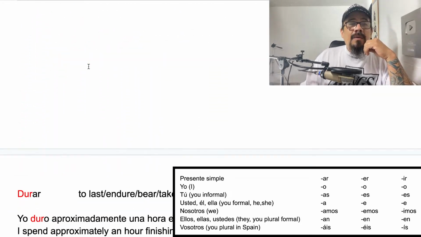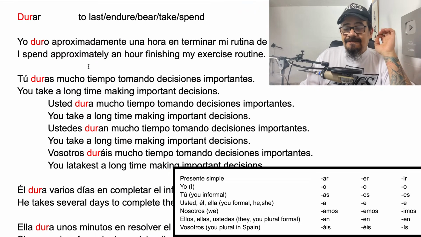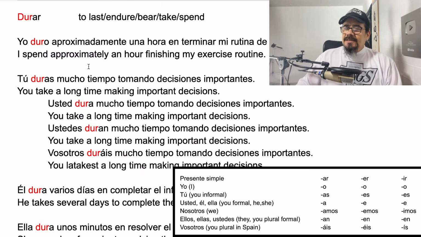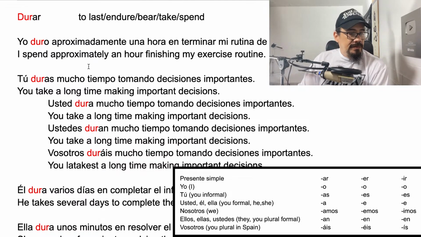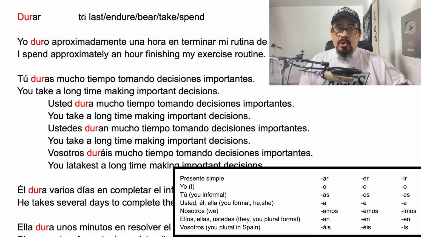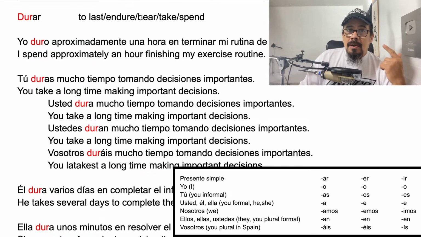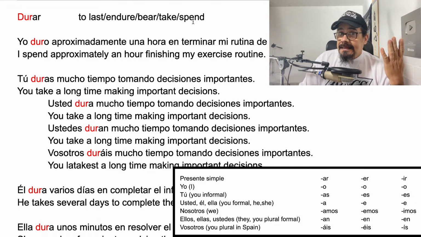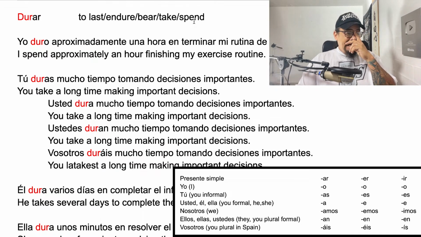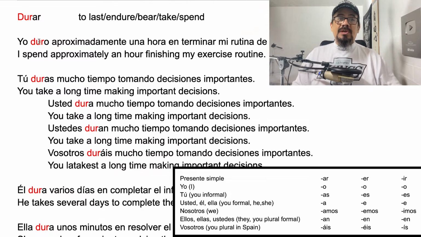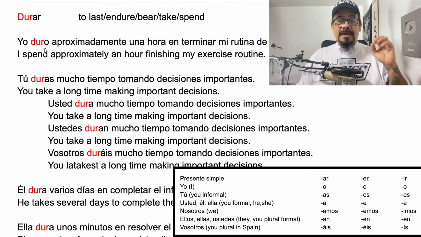Now I want to move to this verb, which is durar. Tonight we have, I think, 2 or 3 verbs, I think 2 that might be kind of complicated. Why? Durar in Spanish can be translated in English as to last, endure, bear, take, or spend when it comes to time. But not necessarily do we use sentences like so in Spanish.